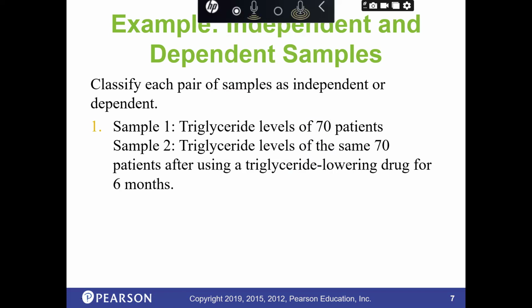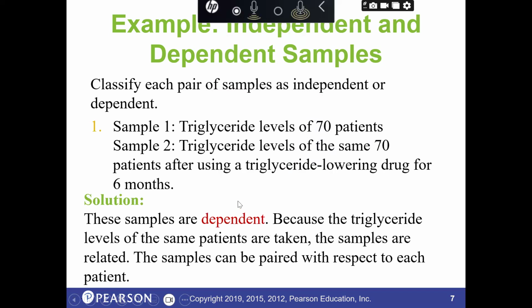So we have sample one, right, which is the first sample. So we have triglyceride levels of 70 patients. We wait 6 months. They're on this lowering drug, and we test the same exact people again. Dependent or independent? Dependent. Absolutely. It's the same exact person. We tested twice, right? So yeah, absolutely dependent.